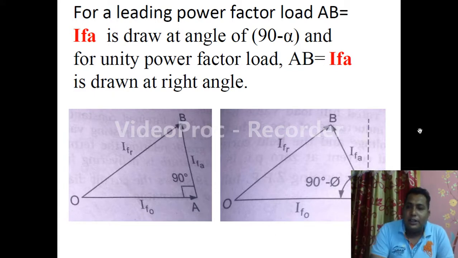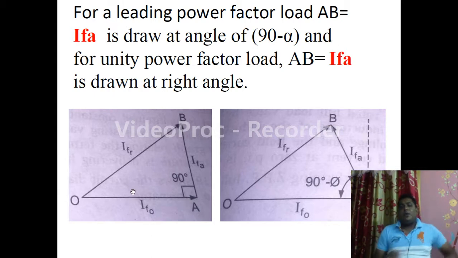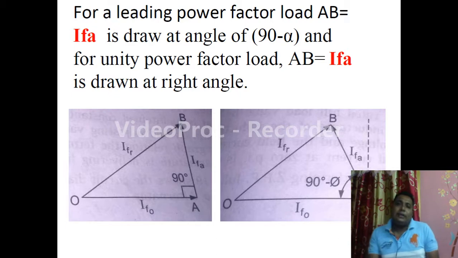It is not in that direction, it is drawn in this direction, so definitely this is 90 and this angle is phi, so this is 90 minus phi, so the resultant vector is in that direction. And at unity power factor, see, it is an angle of 90 degrees. So one is more than 90, one is at 90, one is less than 90. So three cases we can draw.